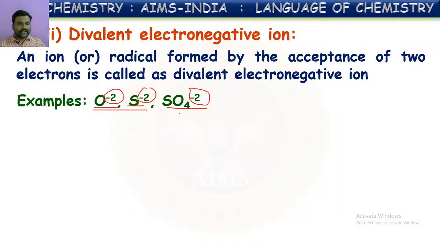And these two we can identify as monoatomic ions. This is a polyatomic ion. Polyatomic in the sense the ion formed by a group of atoms. We can simply call them radicals also.